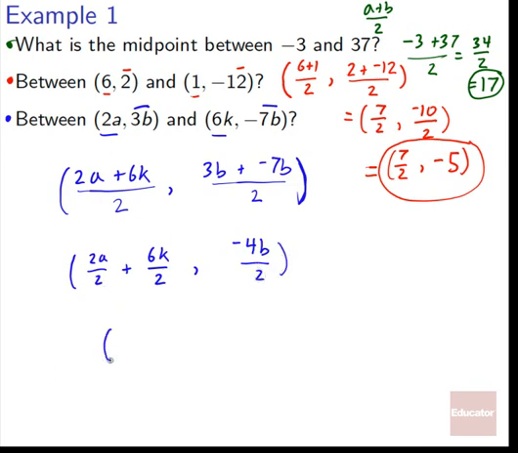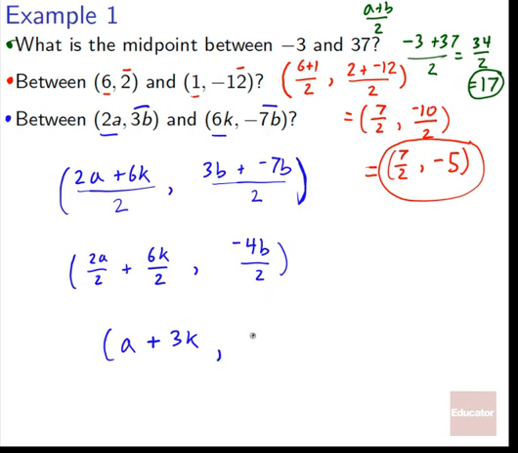So 2a over 2 becomes just a. 6k over 2 becomes 3k. They're combined together through addition, but they can't do anything more, right? a and k don't speak the same language, so they can't combine. But we've got a plus 3k. We know that's what our horizontal location is. So if we were given a and k later, we can easily get what the midpoint is in terms of actual numbers.